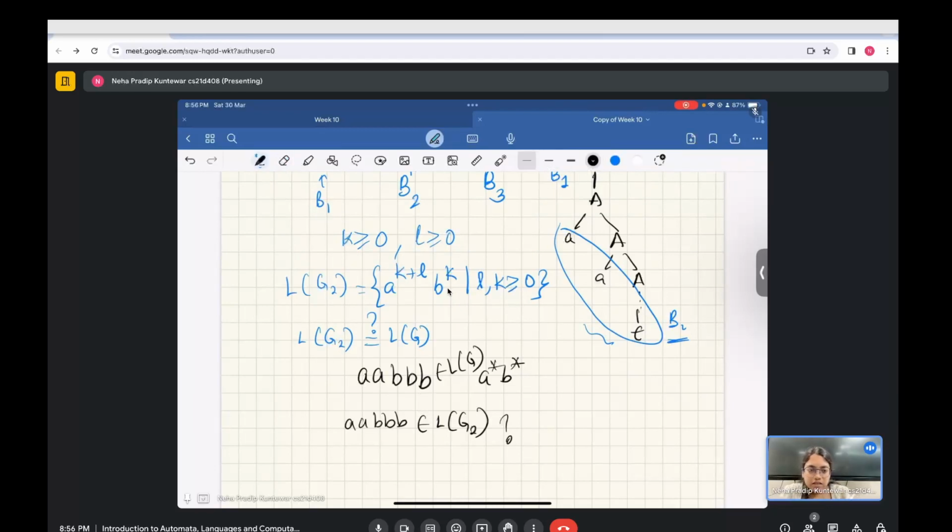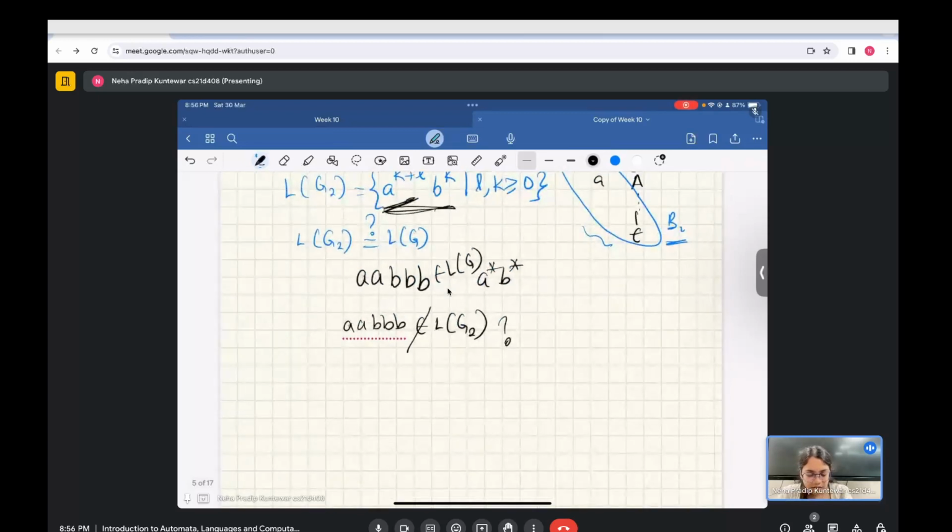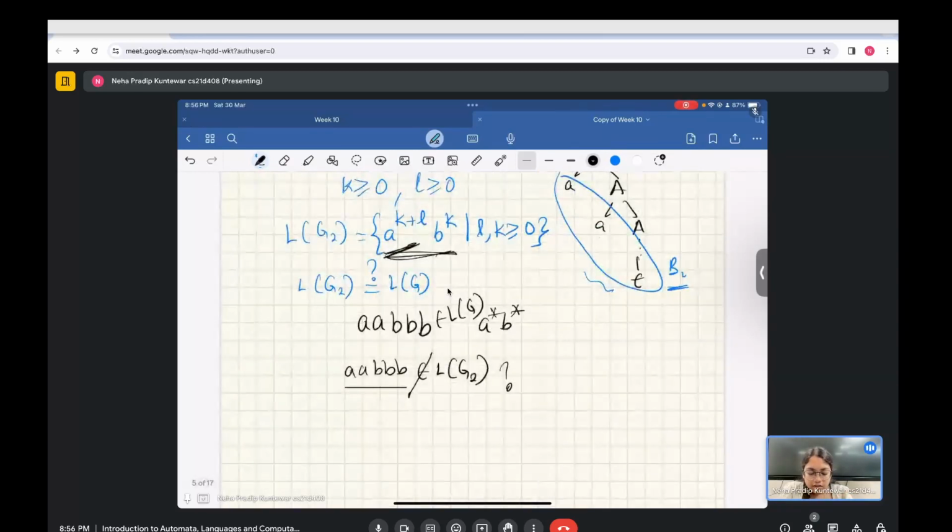Since the language of this is a to the k plus l followed by b to the k, the number of a's cannot be less than the number of b's. So this string would not be in the language. Here you have one string ab, which is in the original grammar G, but it cannot be generated by the grammar G2. So these two languages are not equal.